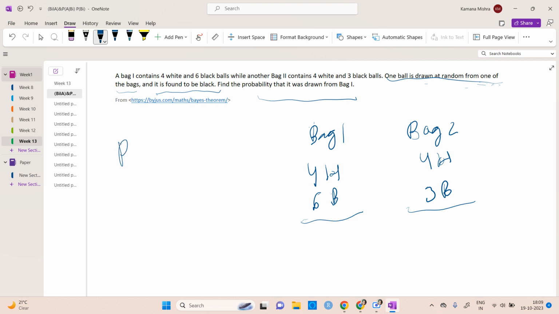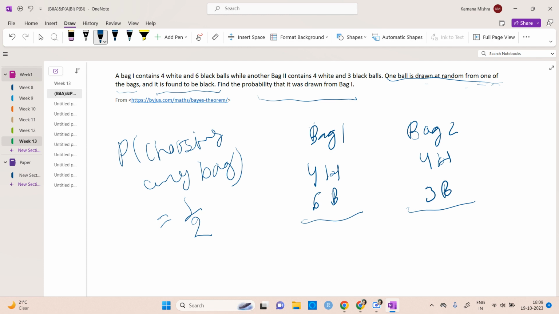So the probability of choosing any bag will be what? 1 by 2, because there are two bags. If there would be three bags or four bags, then we say it is 1 by 3 or 1 by 4 accordingly. So firstly, this is the probability of choosing a bag.